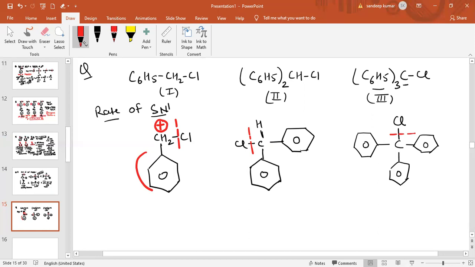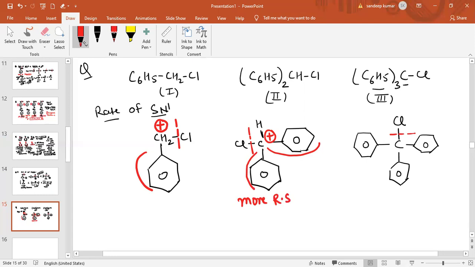In the second compound, after removal of Cl, positive charge is present on this carbon atom. This positive charge is in resonance with the first ring. Also this positive charge is in resonance with the second ring. It means in the second one, more resonating structures are possible.